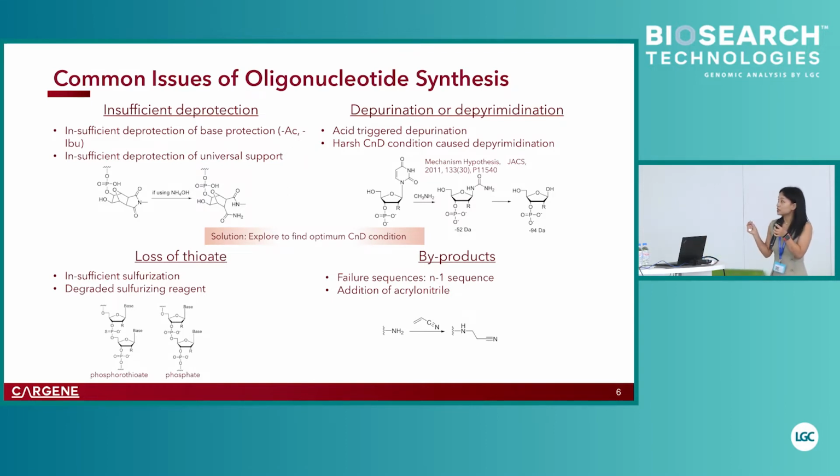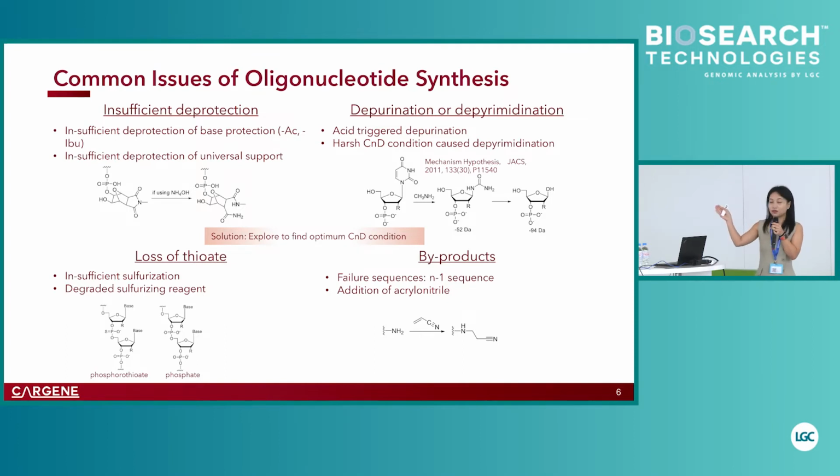And the second part would be depurination and depyrimidination. Depurination is very common for DNA synthesis if you are doing large scale or longer sequences. But for therapeutics, what we realize is quite common is depyrimidination. Of course, this is a hypothesis which we found from the literature, but we found that it's very frequent that we would get removal of a uracil. Basically, we will miss one U from the final compound.